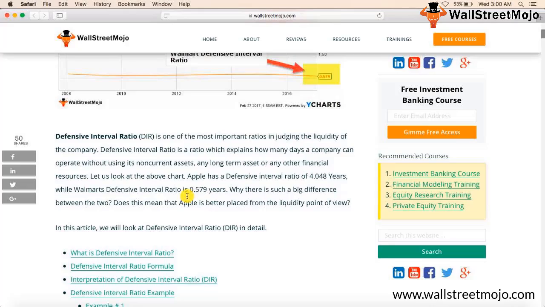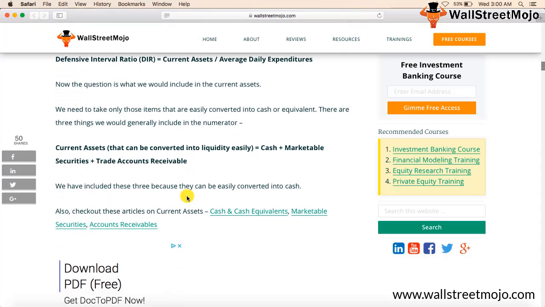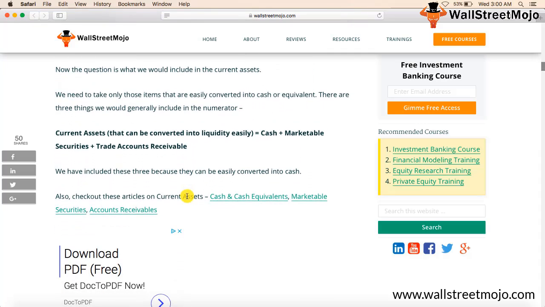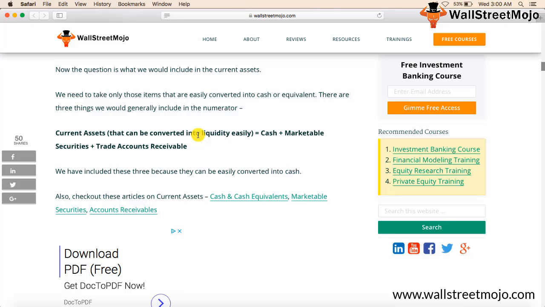Let us try to understand both these terms. That means, what does the term current assets mean and what does the term average expenses mean? Current assets, friends, as you know, is nothing but cash plus marketable securities plus trade accounts receivable. In the balance sheet of the company, you will find two segments: non-current assets and current assets. Under the current asset section, you will find all these three items, that means cash plus marketable securities and trade accounts receivable.